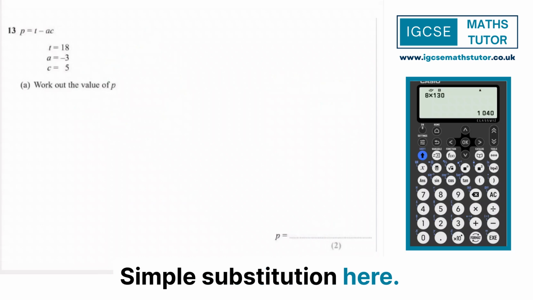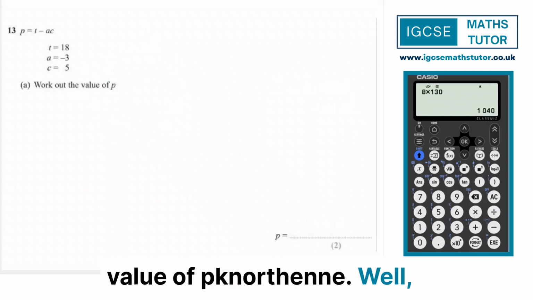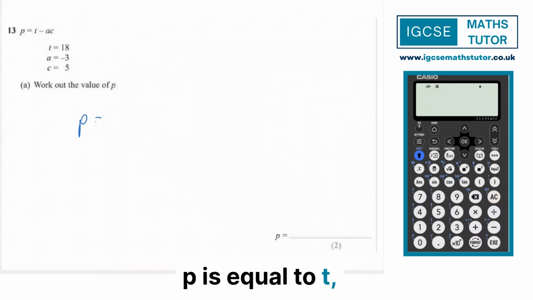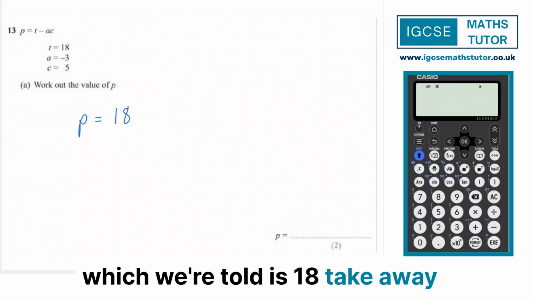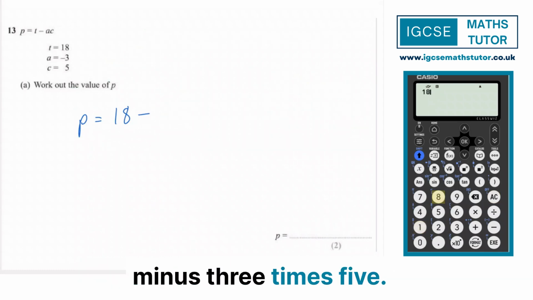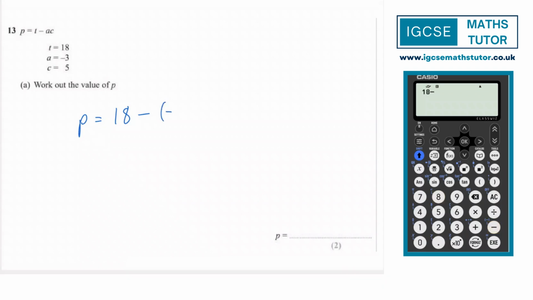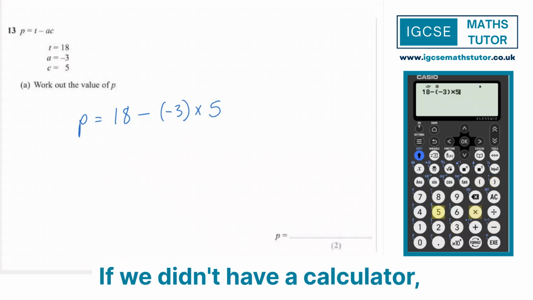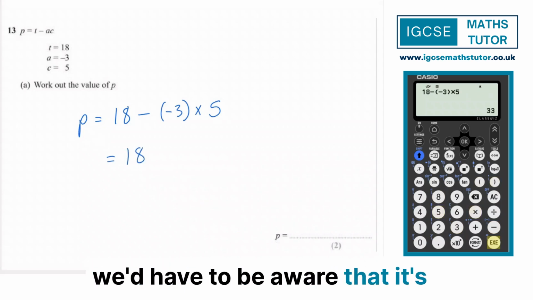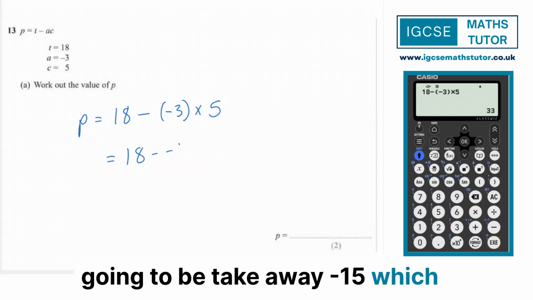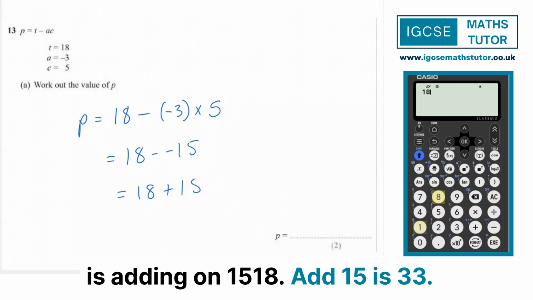Simple substitution here. So we've got to work out the value of P. Well, P is equal to T, which we're told is 18, take away minus 3 times 5. And obviously we've got our calculator. If we didn't have a calculator, we'd have to be aware that it's going to be take away minus 15, which is adding on 15. 18 add 15 is 33.